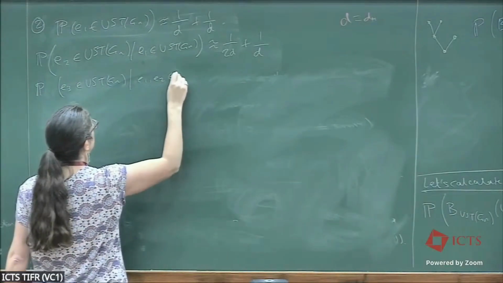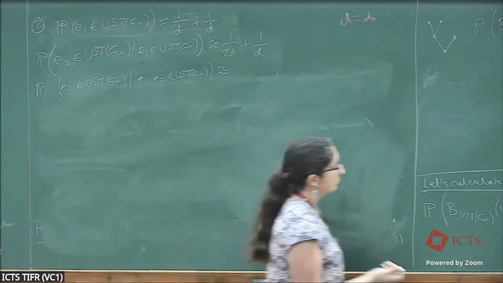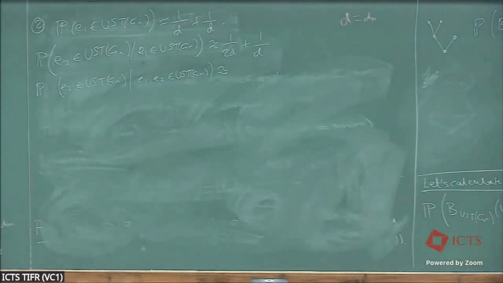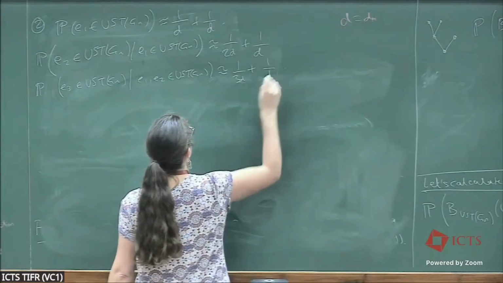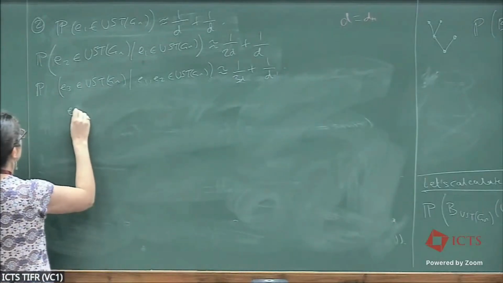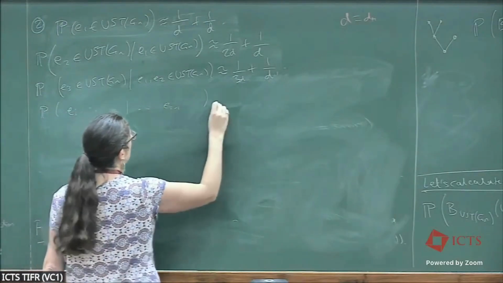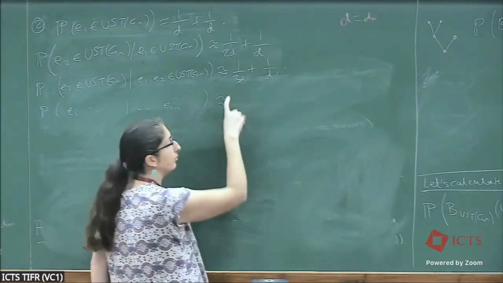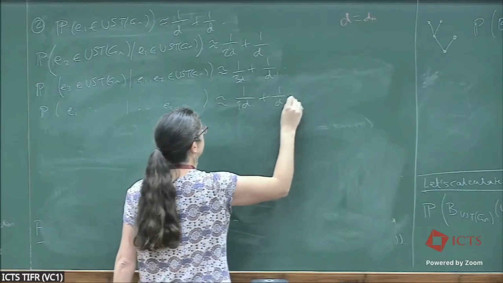Let's do one more. Given E1 and E2, I should contract both of them. First I contract E1, so I get 2d instead of d. Then I contract E2, so instead I get 3d. So the first term will be 1 over 3d plus 1 over d. And you can see that when I do E_i given E1 to E_{i-1}, what we're getting is just an i which appears from the contraction. So we're going to get 1 over i d plus 1 over d.